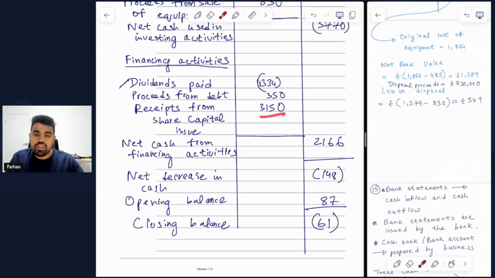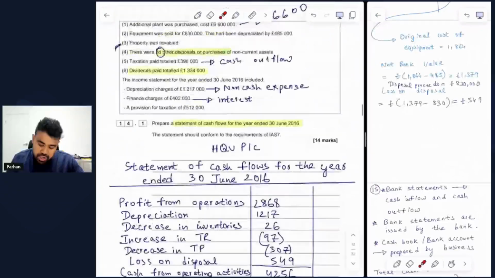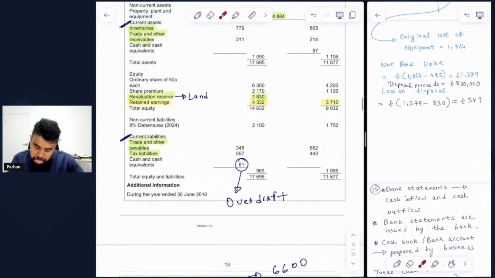But where do we get £3,150 from? So let's check the statement of financial position, the equity section, and you will see that we have share premium and then we have ordinary share. The ordinary shares refer to the share capital that was issued initially. Share premium refers to additional issuance of shares, but mainly done to existing shareholders.